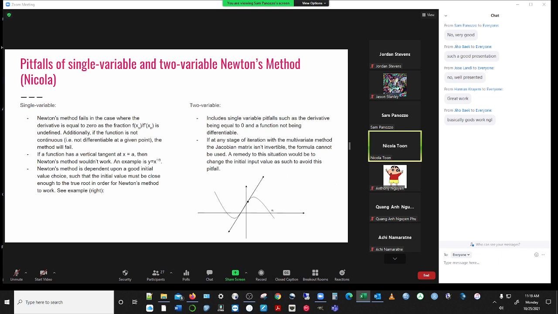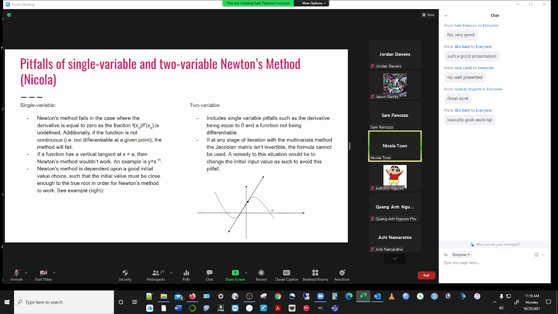Also, if a function has a vertical tangent at any point, such as x equals a, then Newton's method wouldn't work. An example of this is y equals x to the power of a third. This is because by using this method on a guess, let's say x equals 1, for each of your guesses, so x of 2, x of 3, x of 4, they're actually going to increase in value rather than converging to a given point.